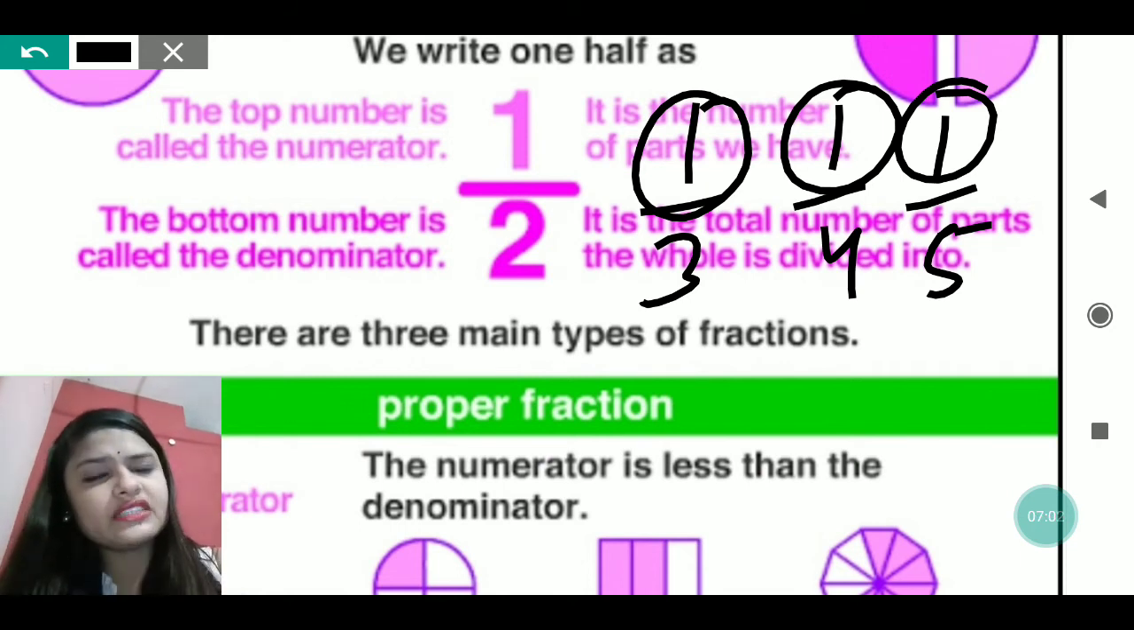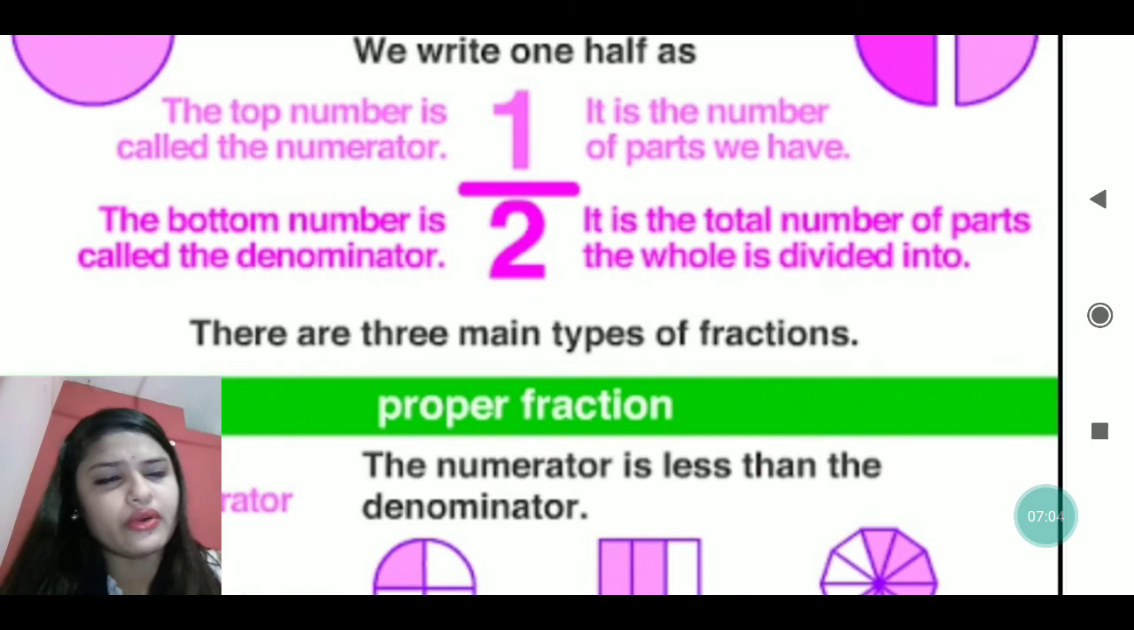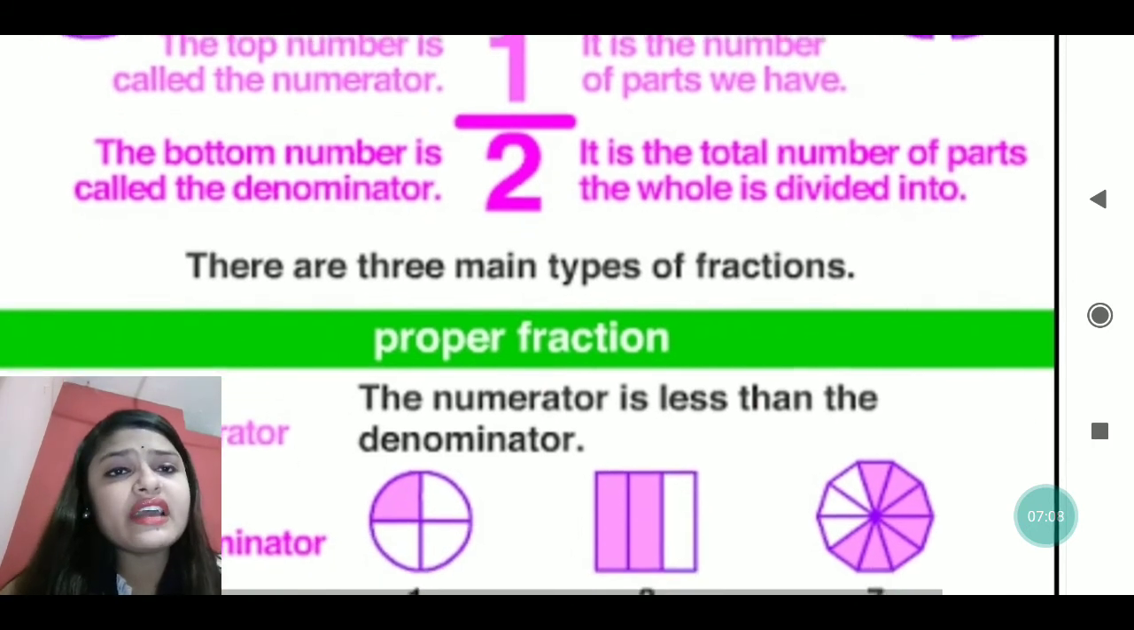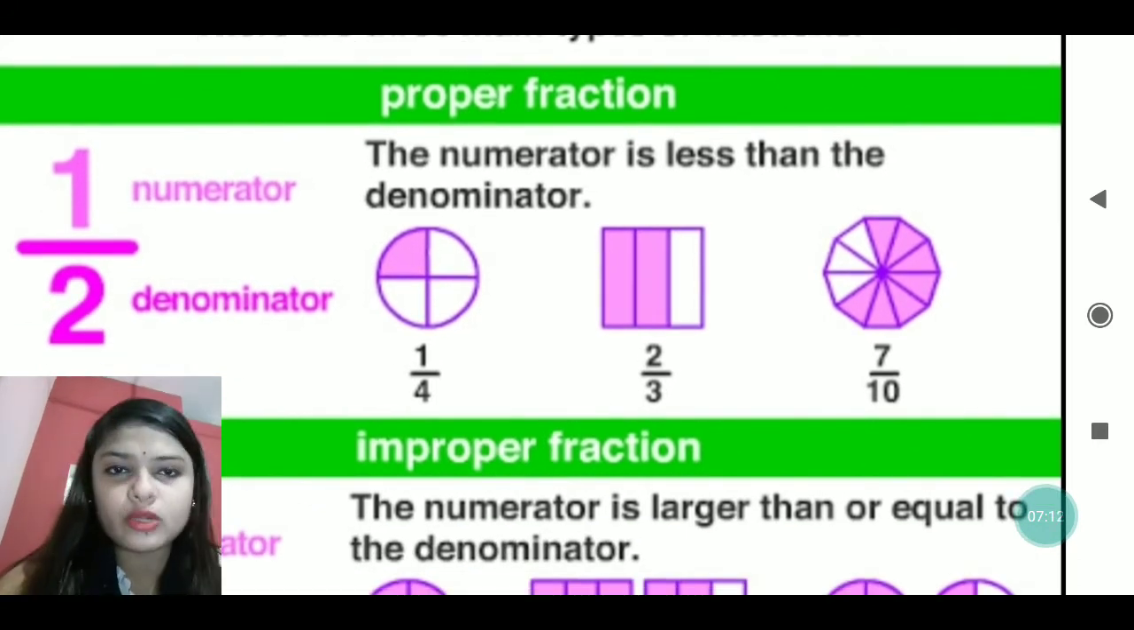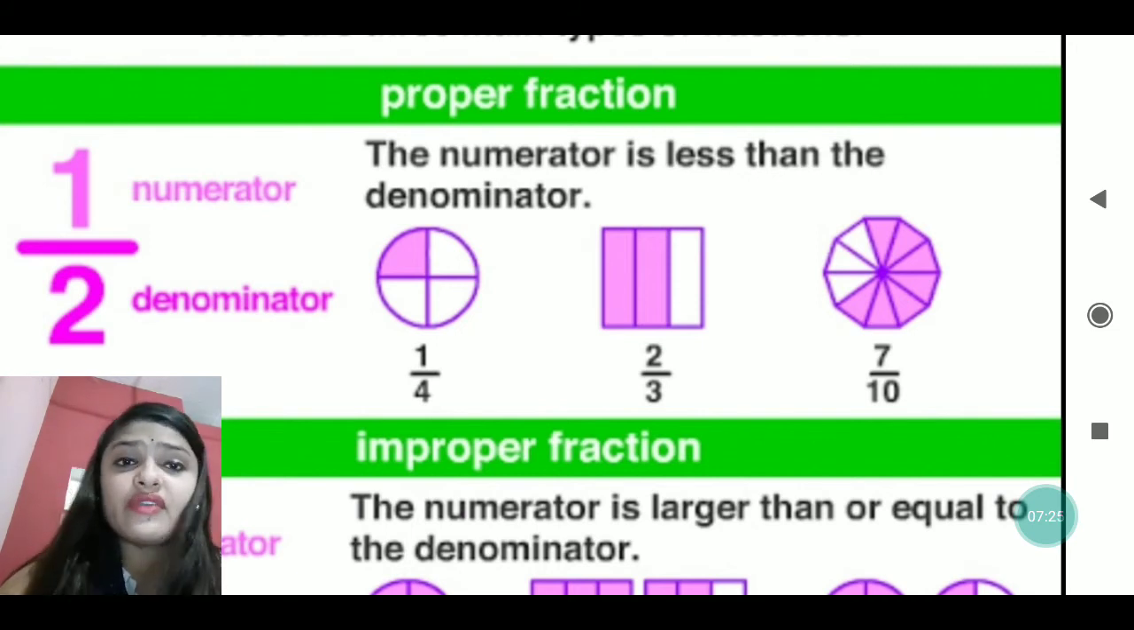Now there are some more points which I am going to discuss with you. There are 3 types of fractions. First one is the proper fraction. We have already learned about it. Proper fractions are those in which the numerator is lesser than the denominator, like 1 by 4, 2 by 3, 7 by 10. Everywhere, the numerator is lesser than the denominator.